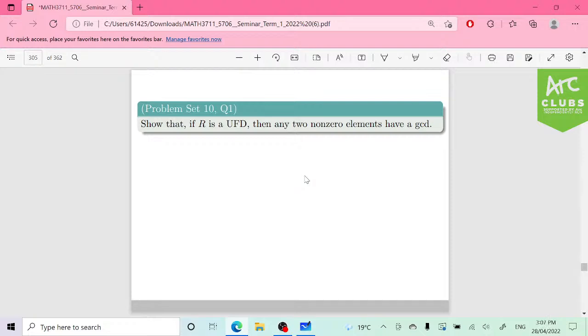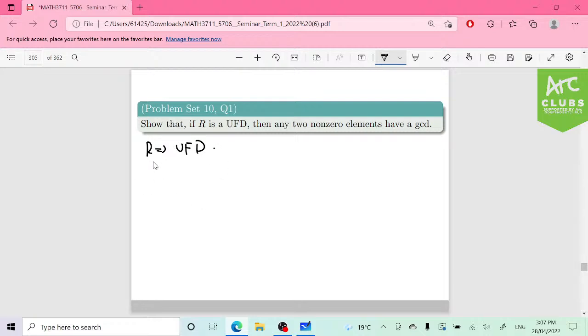Alright, so let's have a look at an example from problem set 10. Let's start off with a unique factorization domain, and then we're going to show that any two non-zero elements have a GCD. So we can define a GCD for any two non-zero elements. R is a unique factorization domain.